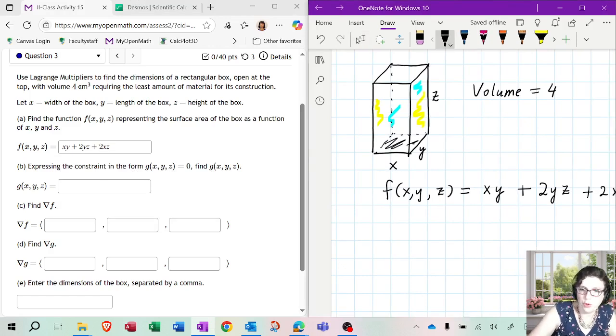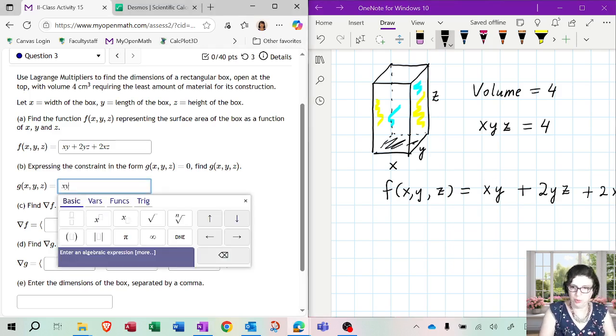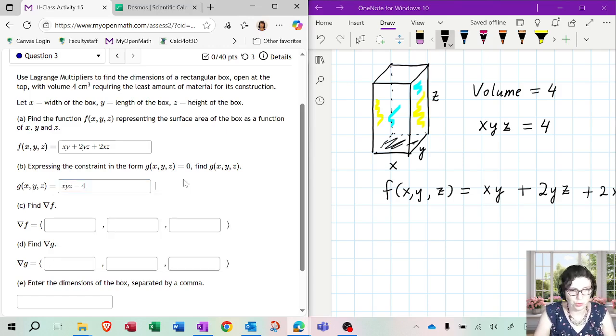And then the constraint is that the volume equals 4. So what is the volume of a rectangular box? Well, that's just x times y times z, right? Length times width times height. So that has to be 4. Now, they do want me to rewrite this so that 4 is on the other side. So this is going to be xyz minus 4, and that'll be equal to 0.